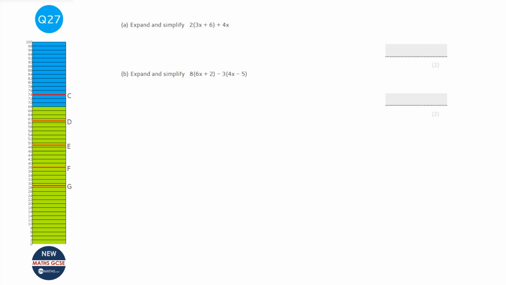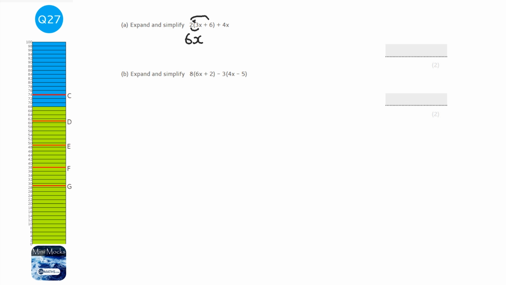Okay, there's more than one way to expand and simplify a single bracket. You're essentially doing the same thing, but some of you might want to draw grids or do it in a different way. I always just use smiles and rainbows, so I just create a smile between the 2 and the 3x, and a rainbow between the 2 and the 6, and I put a little times sign there to remind me to times it. Just put a notch through the bracket. That means we're going to times 2 and 3x, and 2 times 3 is 6.